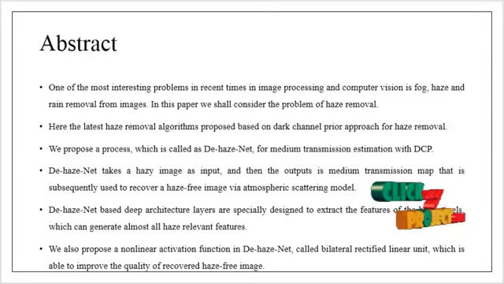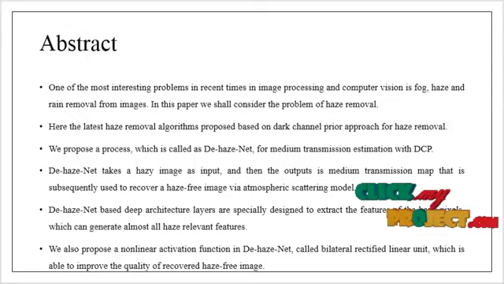Here the latest haze removal algorithm is proposed based on the dark channel prior approach for haze removal. We propose a process called De-haze-Net. That means we have to remove the hazy pixels in the image for medium transmission estimation with DCP. Hence De-haze-Net takes a hazy image as an input and the output is a medium transmission map that is subsequently used to recover a haze-free image via the atmospheric scattering model.